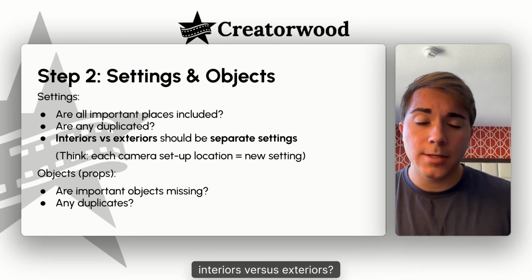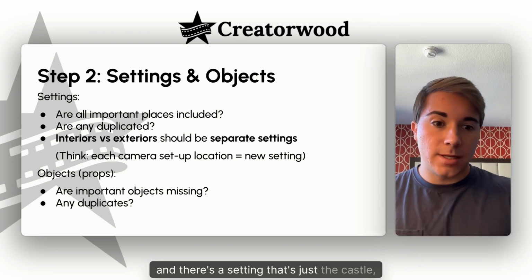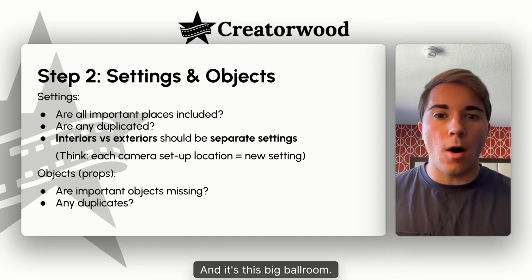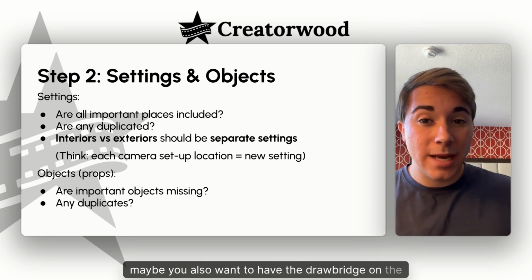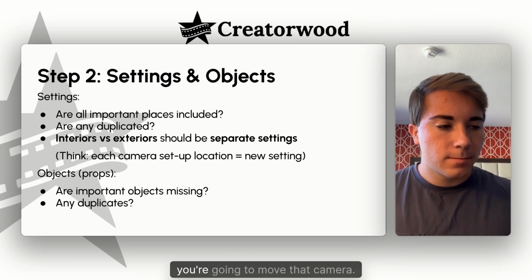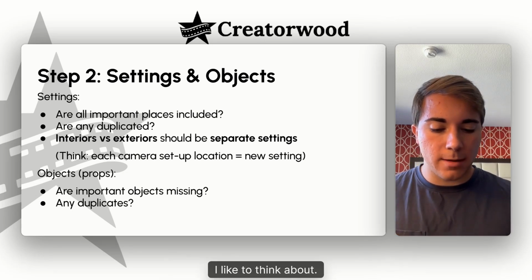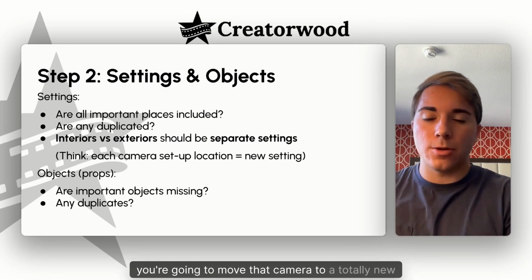interiors versus exteriors. Maybe there's a castle and there's a setting that's just the castle, right? And it's this big ballroom. But maybe you also want to have the drawbridge on the outside. That would typically be a different setting because you're going to move that camera. This is how I like to think about it. Every time you move that camera, you want a new setting for that new location. If you're going to move that camera to a totally new place.